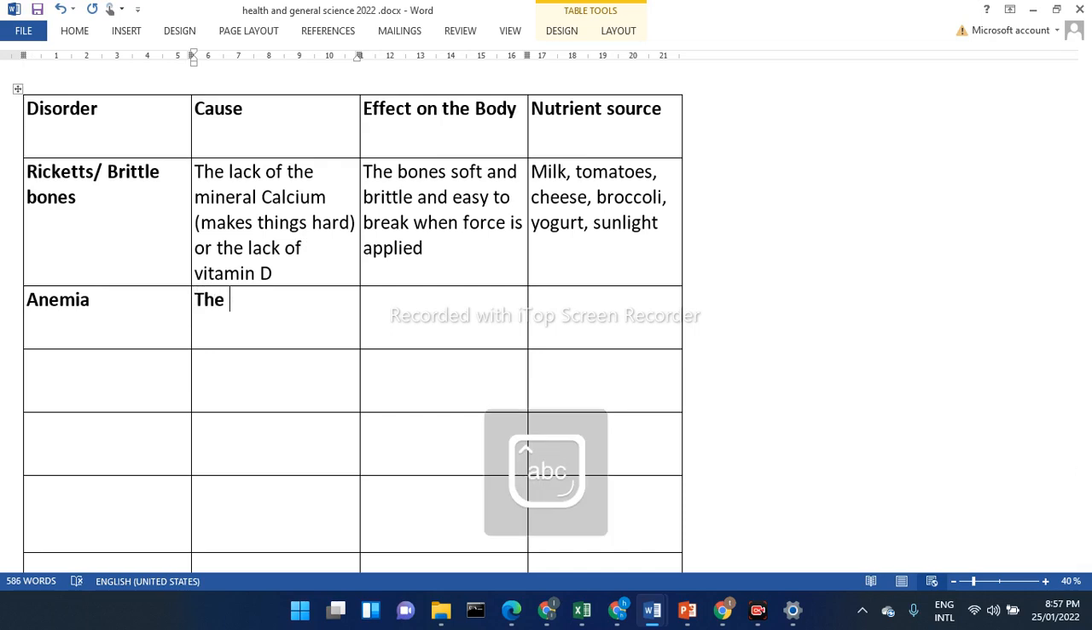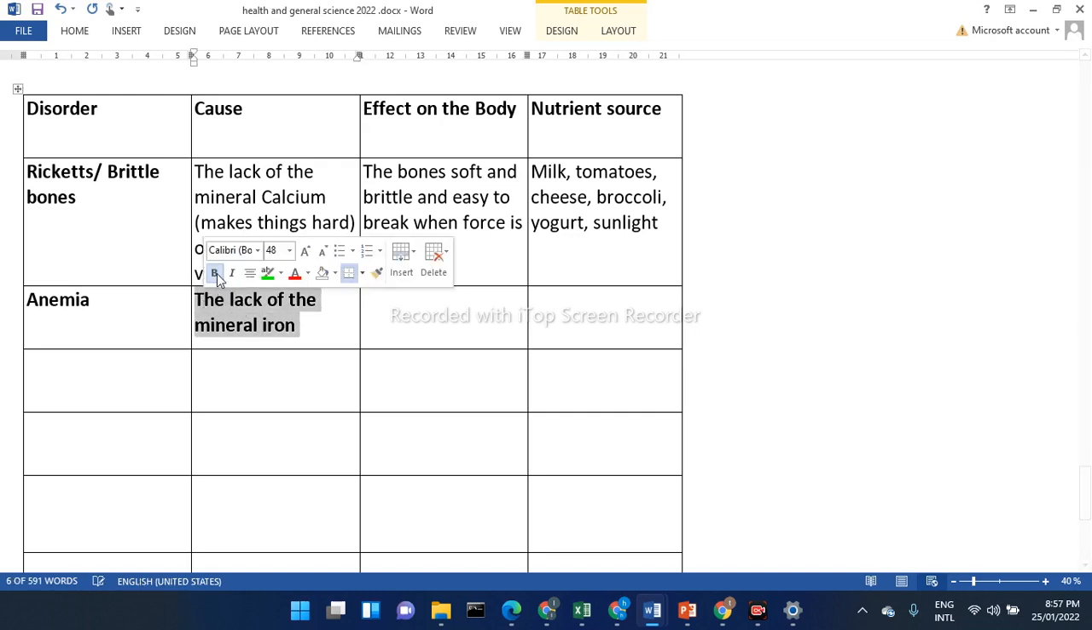Anemia is the lack of what? Yeah, lack of the mineral iron in the blood. All right, what's the effect on the body that's gonna have? Shortness of breath. Yeah, that's true. What else? What happens to oxygen levels? Yeah, oxygen levels is gonna drop.